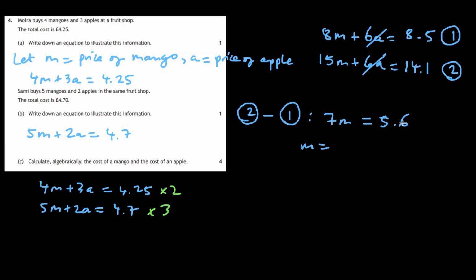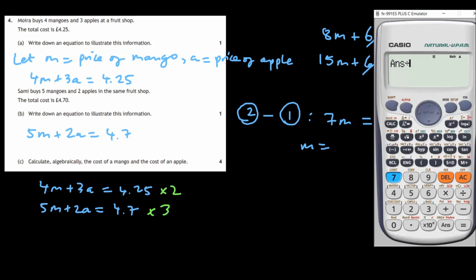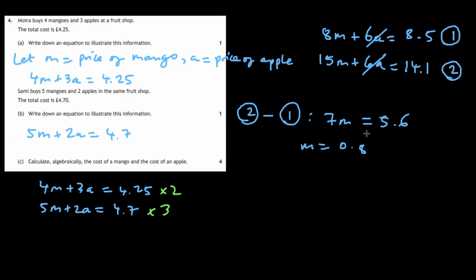So M equals 5.6 divided by 7. So that's 0.8 or 80 pence. So I'll just write 0.8 actually.